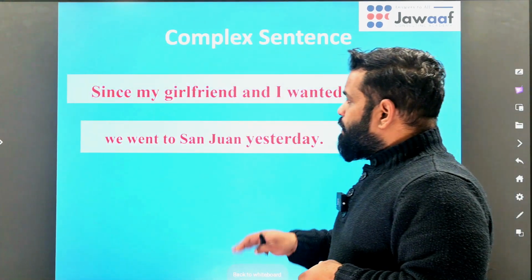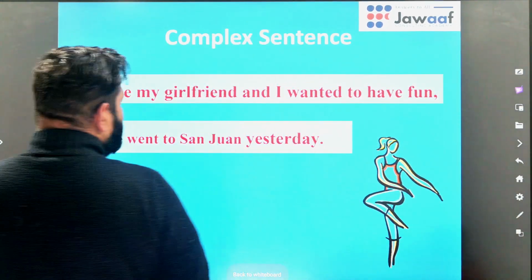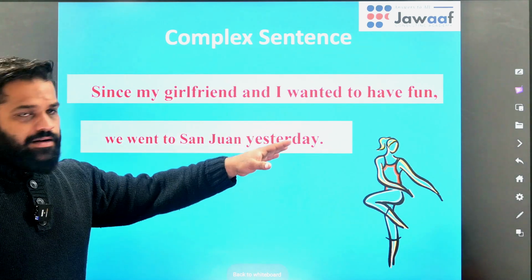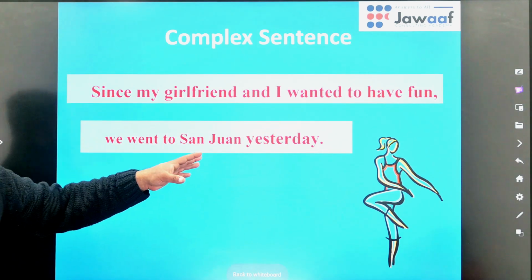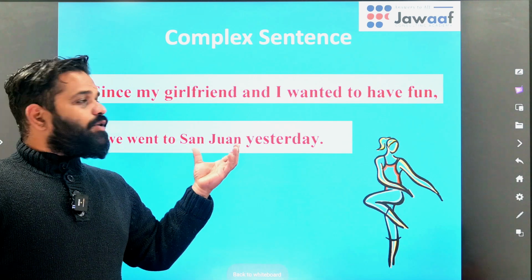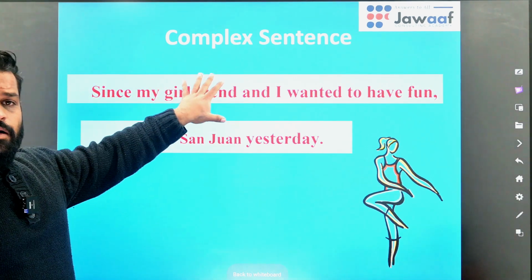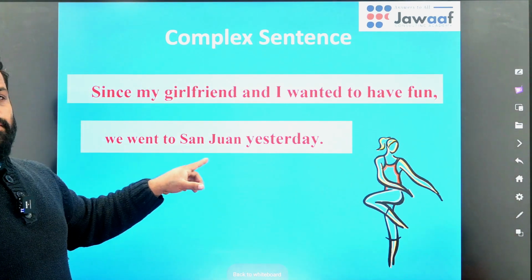Now, a complex sentence. In this case, you can see, since my girlfriend and I wanted to have fun, we went to San Juan yesterday. What was related here? I wanted to have fun. So what did I do? We went to San Juan yesterday.